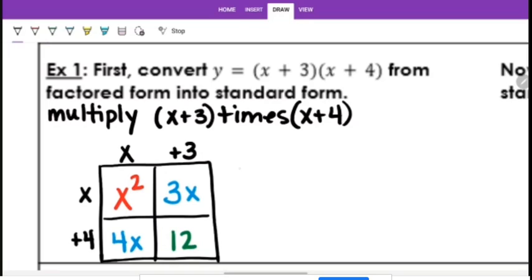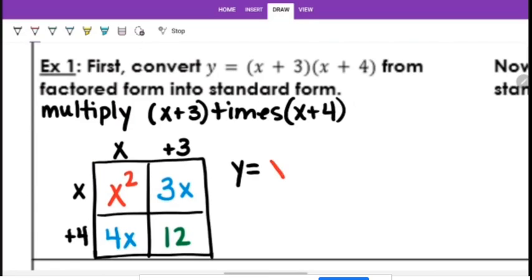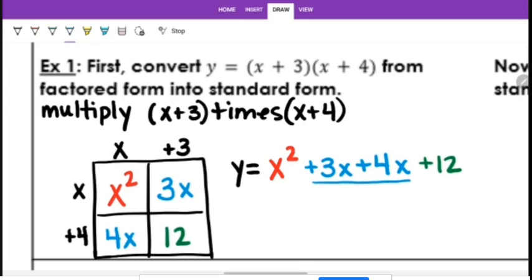So then we need to write this out as a standard form quadratic. So we'll write y equals x squared plus 3x plus 4x plus 12. And as usual, our two middle terms end up being like terms. So those two things are going to combine, and we end up with x squared plus 7x plus 12.